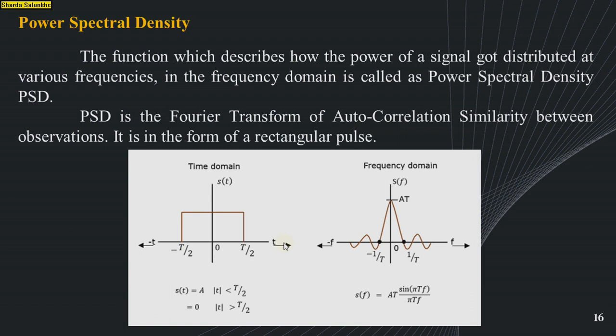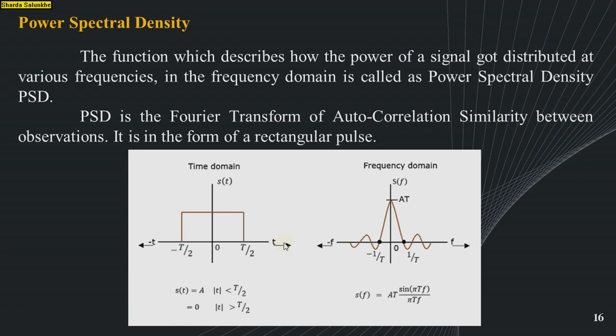Power spectral density of the line codes. The function which describes how the power of a signal gets distributed at various frequencies in the frequency domain is called the power spectral density. That is, a PSD is nothing but how the power of the signal gets distributed at the various frequencies. So this is nothing but the PSD.